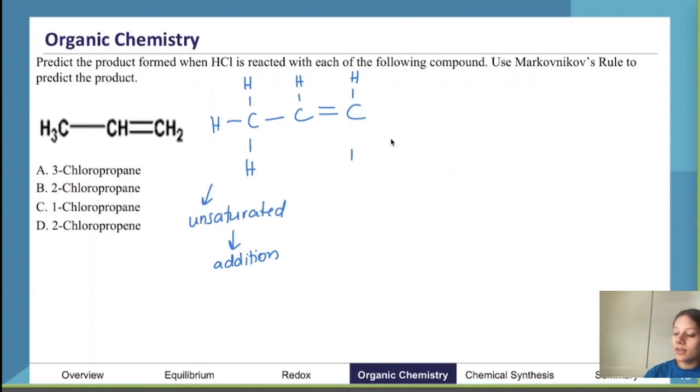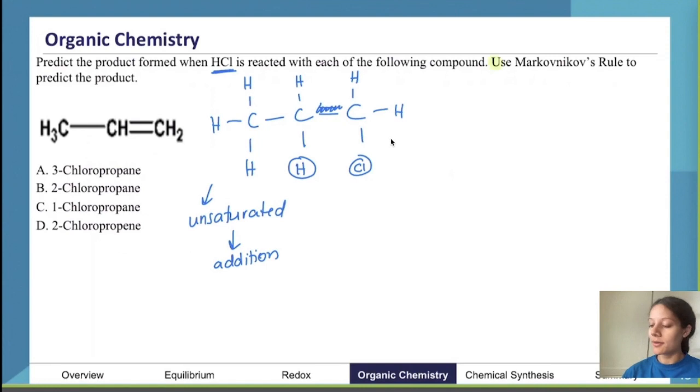So if I just redraw that a bit nicer, you can see here, if we break this double bond, make it just a single bond, then we can add 2 more things here. So if we're adding HCl, that means we can add hydrogen. We can also add chlorine. Now that's what we would get as our product, except we haven't finished the question.